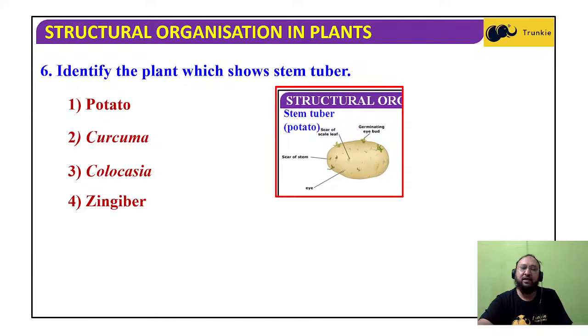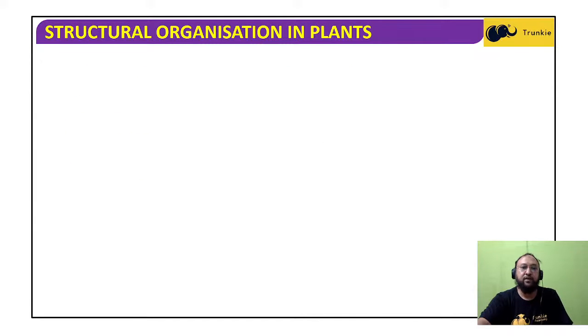Its function is to store food. So this is modified to store food. This modification is found as storage of food, and this is found in potato. It is an underground stem. It's not a root or a fruit or anything. This is the stem, but an underground stem, modified to store food. So it is potato.